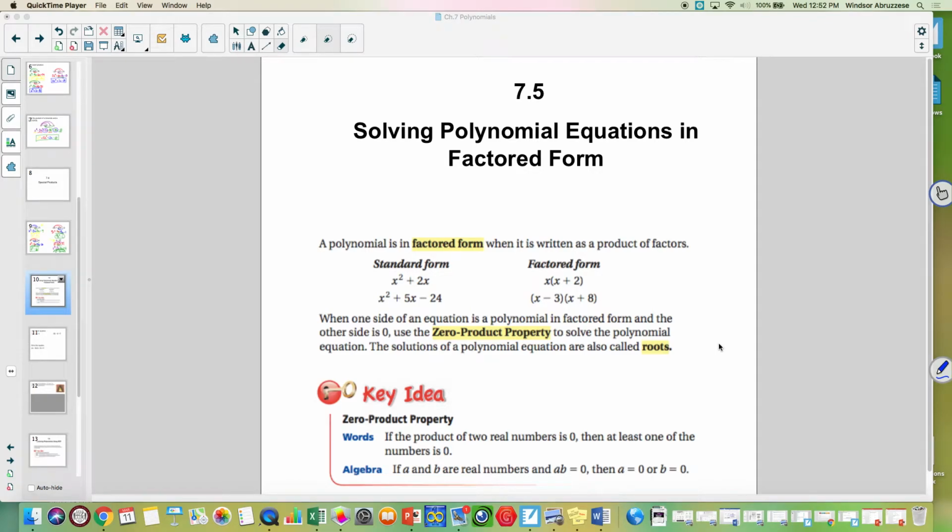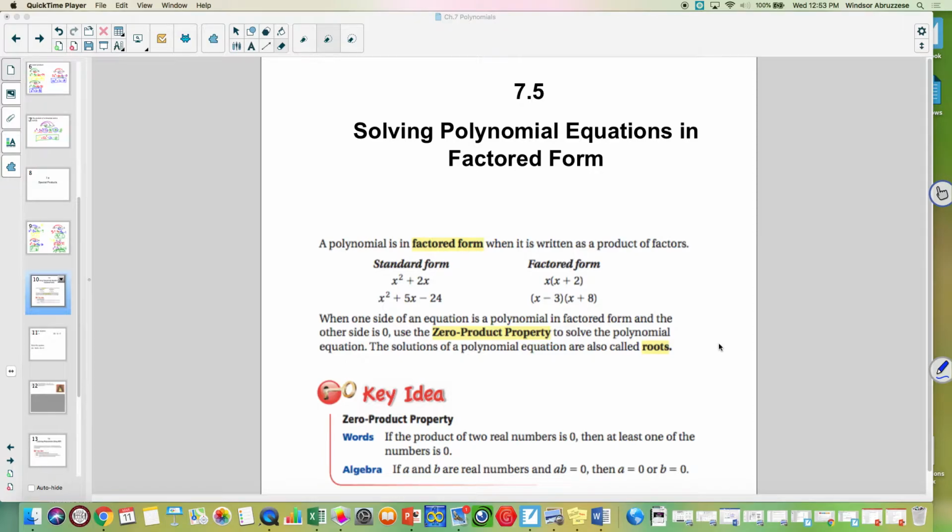Everyone, the next section is solving polynomial equations in factored form. So I have some notes here for you which you can jot down. A polynomial is in factored form when it's written as the product of factors. So you can see standard form versus factored form. And when one side of an equation is a polynomial in factored form, the other side is 0, we could use what's called the zero product property to solve the polynomial equation.